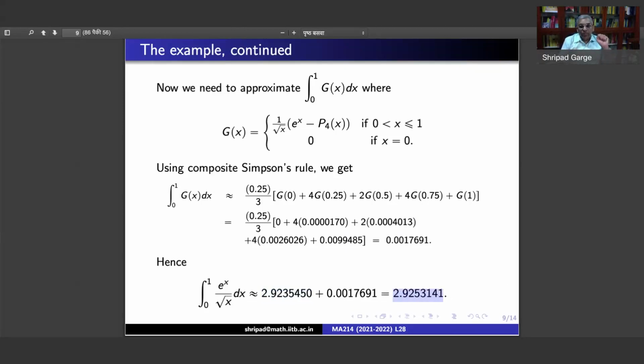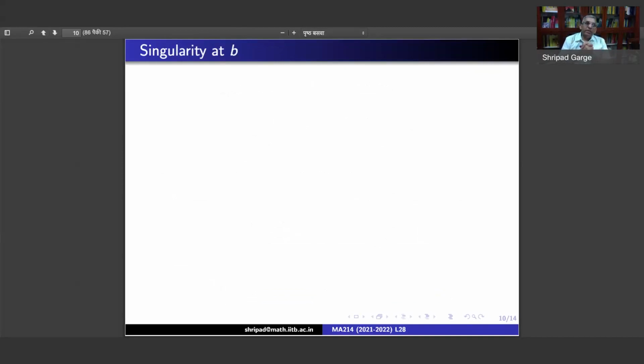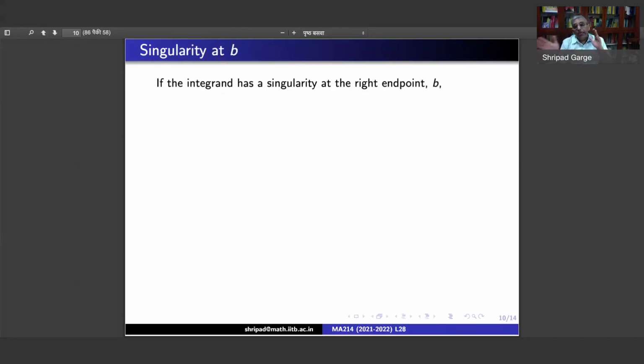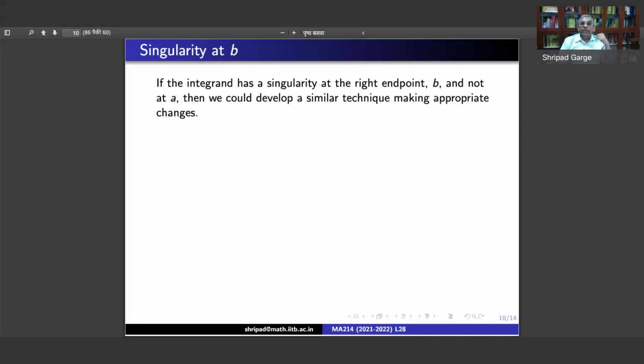Now what will happen if you have a singularity at B? What is indeed going to happen? If the integrand has a singularity at the right endpoint, you may develop a similar method of computing the approximate integral as we have done just now. So of course, we are assuming that the singularity is only at B and not at A, right? Then we could develop a similar technique, making appropriate changes to our earlier technique.